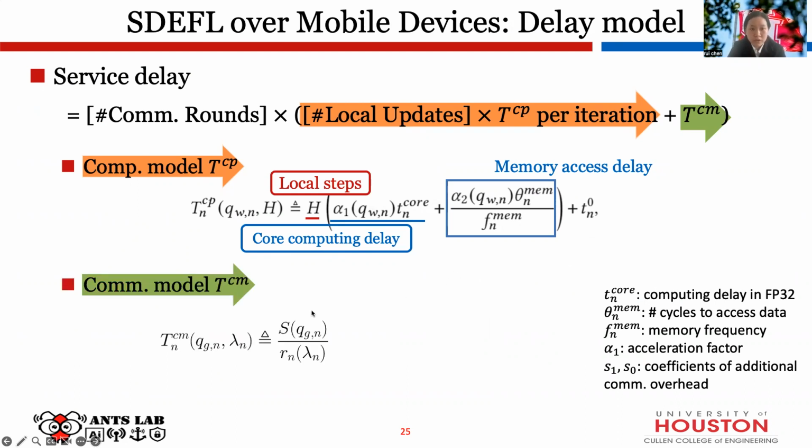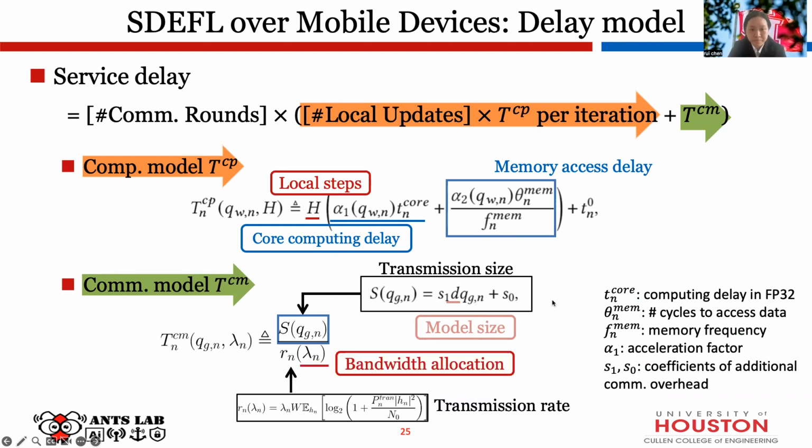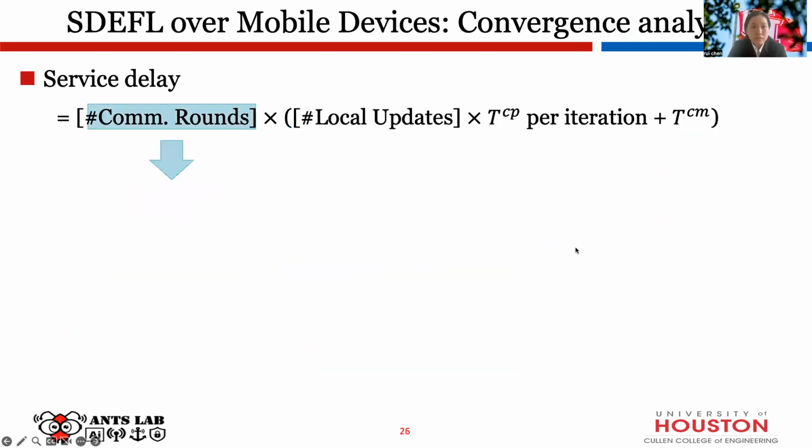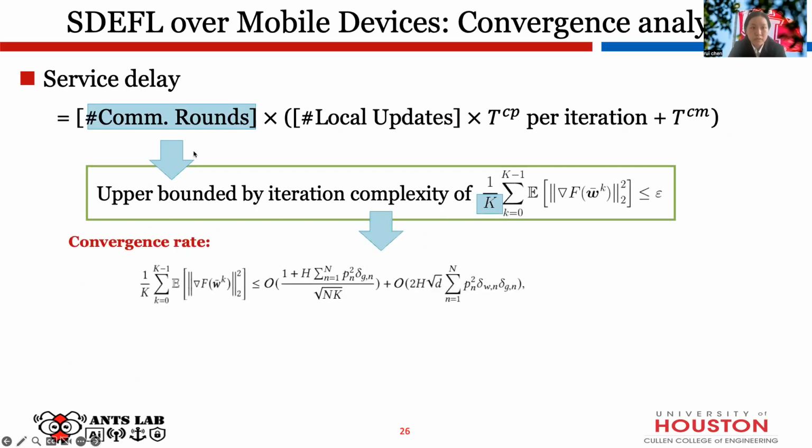And also we consider the communication delay model as follows. The transmission size is related to the model size and the gradient quantization values. And the transmission rate is computed based on the channel capacity with the allocated bandwidth. And for the communication rounds, we are using the upper bound of the convergence analysis to estimate the necessary number of communication rounds for the model convergence.